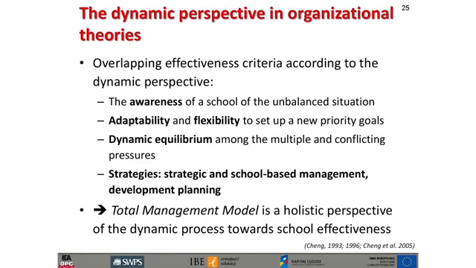Also, the adaptability and flexibility to set up new priority goals can be defined as a quality criterion. The dynamic equilibrium among the multiple and conflicting pressures, and also strategies like strategic and school-based management or development planning. And there is one model that has been developed in more recent theoretical approaches, which is called the total management model. And this is a holistic perspective of the dynamic processes towards school effectiveness.